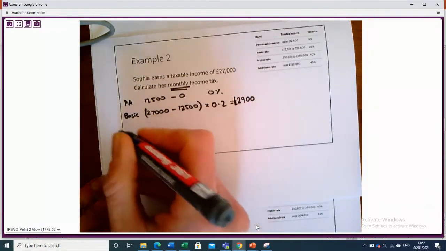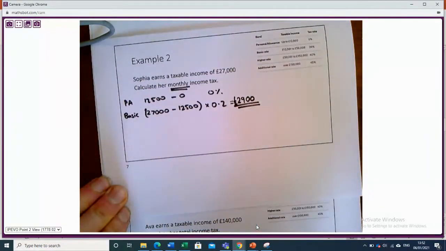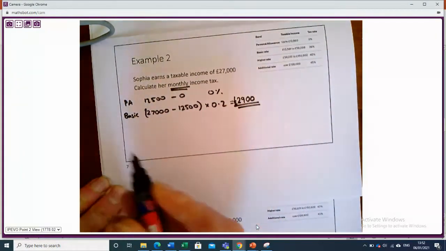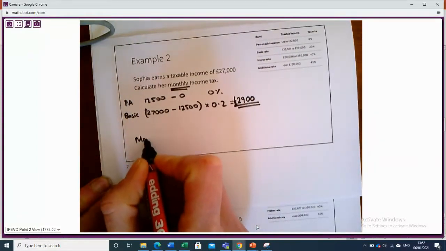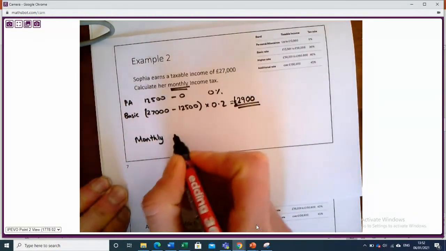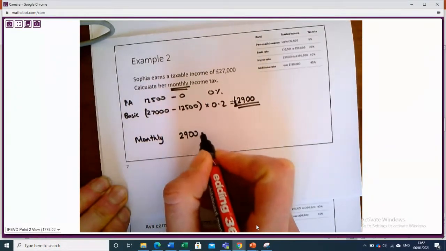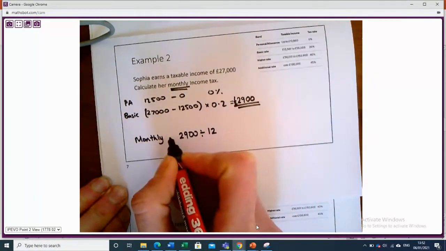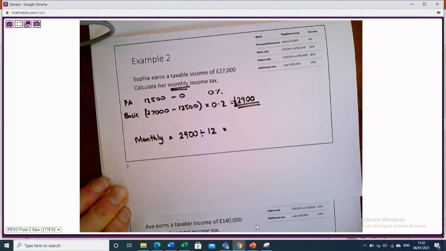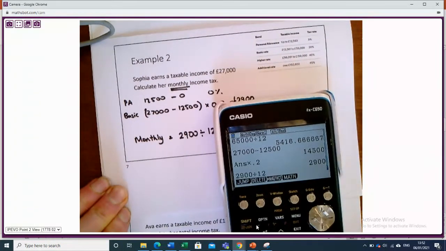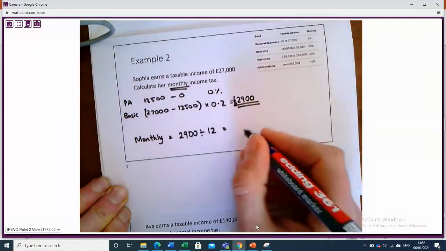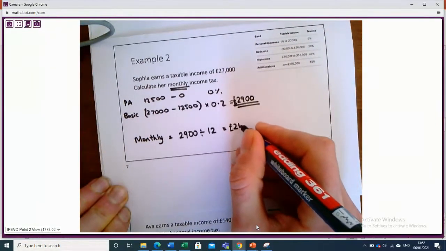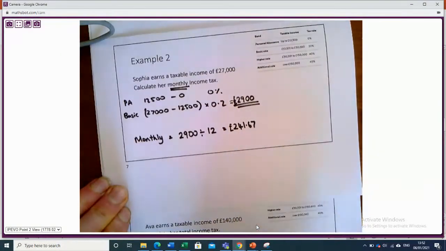Okay, that is the total tax that Sophia will pay. However, we're looking for the monthly tax. So monthly, £241 and rounded to 67 pence. And that's your answer.